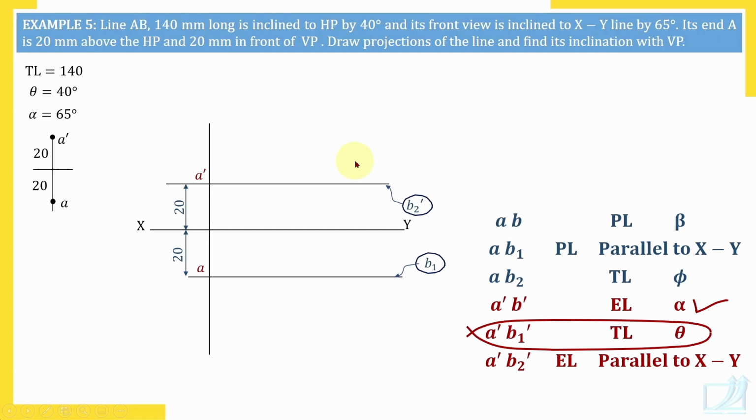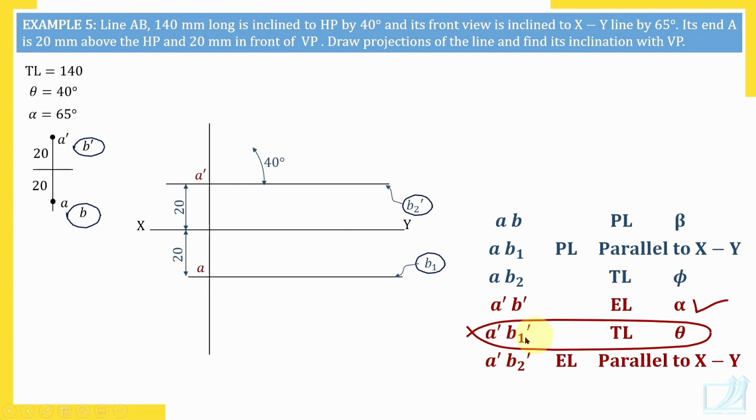So it's our assumption that end B is in first quadrant. And if end B is in first quadrant, then front view above, top view below. That is why we are measuring 40 degrees upwards. Now, if front view above and top view below, you should measure front view angles upwards and top view angles downwards. So phi and beta, these are top view angles to be measured downwards. Alpha and theta are front view angles to be measured upwards.